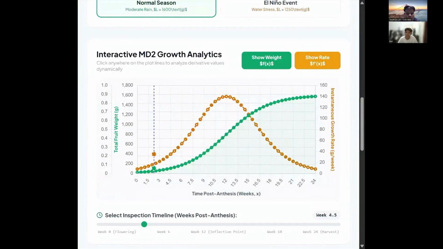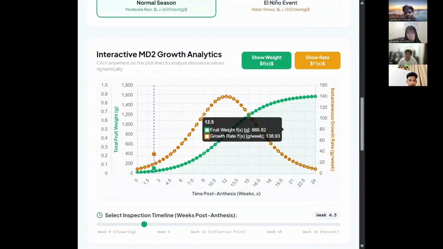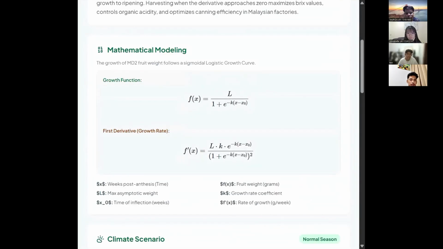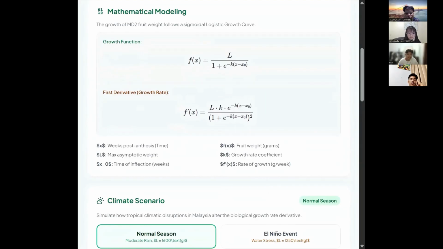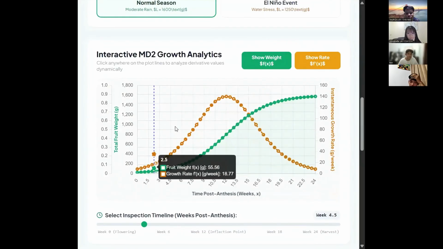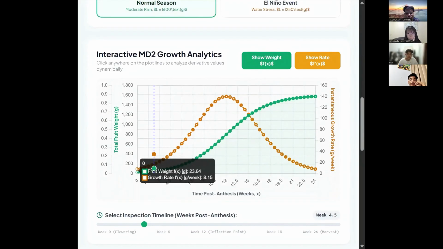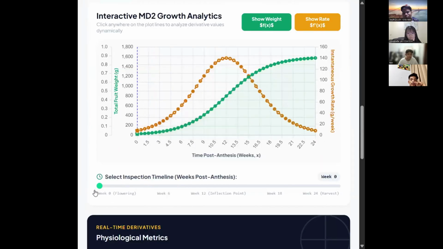Okay, now look at this repository's correlative function. This growth function is f(x) = L/(1 + e^(-k...)), and the first derivative growth rate is f'(x) = ... Right, so this is our total fruit weight from week 0 to week 24. As you can see here, the total fruit weight goes up until week 16 and goes down until week 24.